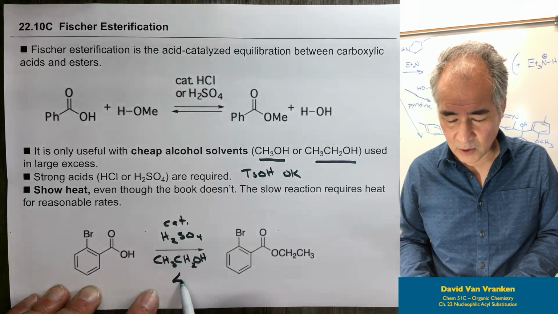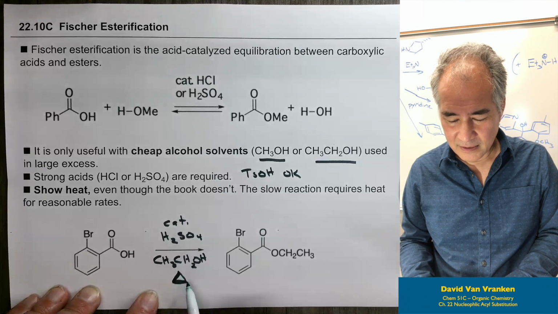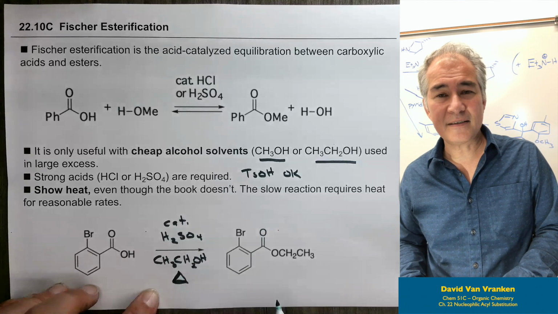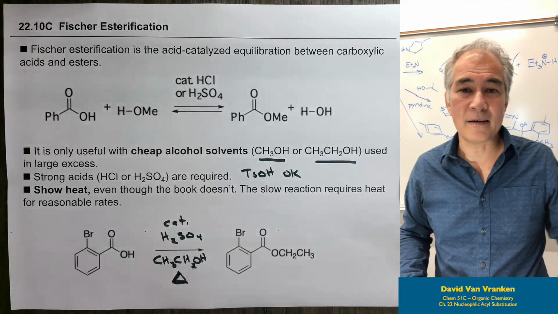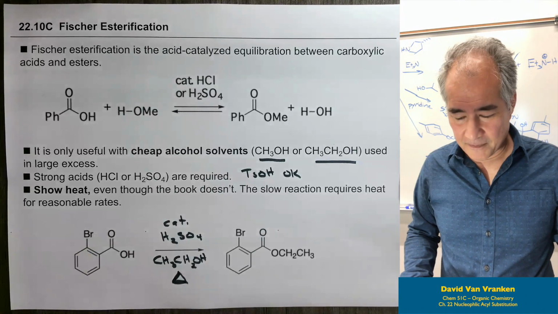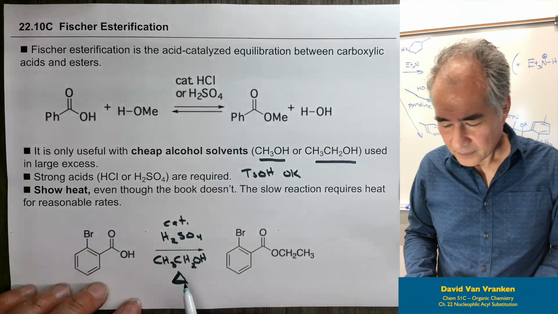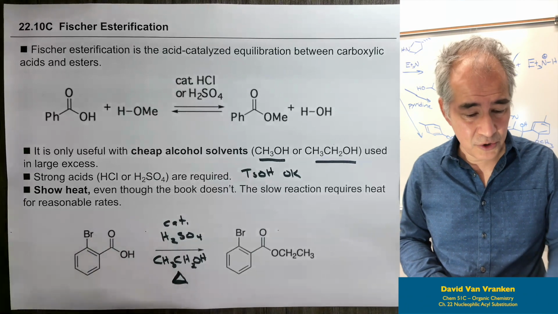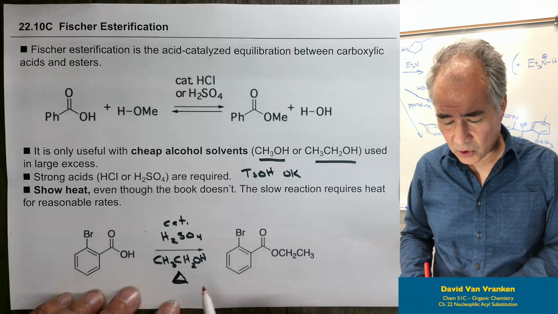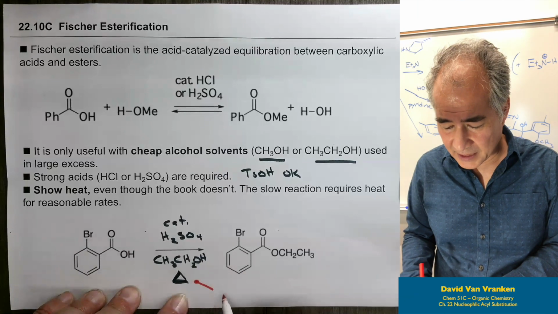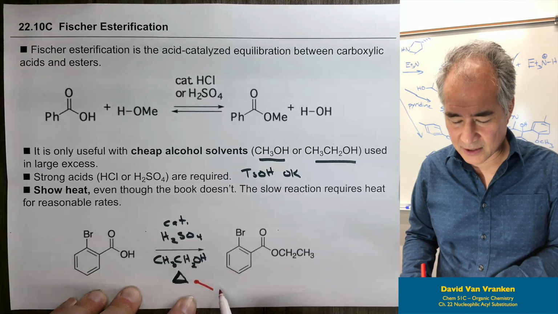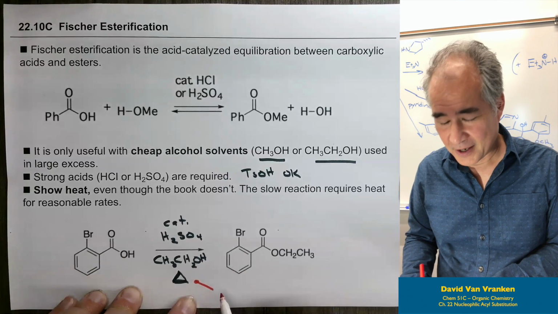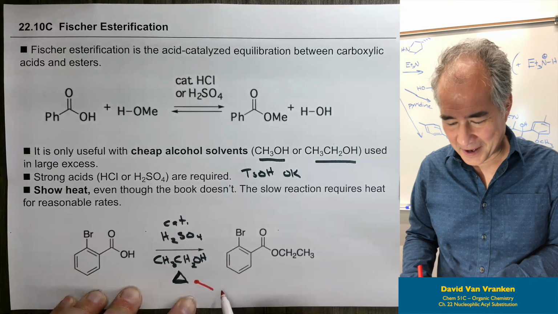And so I will demand that you write a symbol for heat. You boil it, you heat it up till the ethanol is boiling or the methanol is boiling. That's the standard way to run these reactions. And I want you to draw the delta symbol or write the word heat or do something to indicate that you have to heat these to get useful rates out of these reactions. If you just let it sit there at room temperature, you'd be waiting a long time, and I wouldn't consider that to be acceptable.